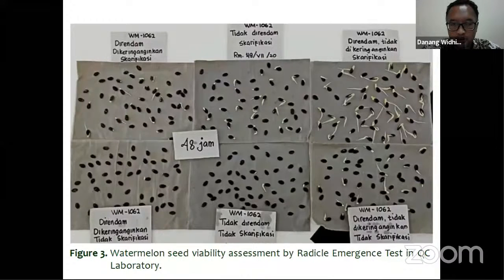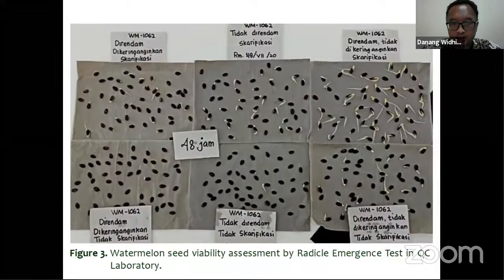melakukan uji perkecambahan radikula. Ada yang dengan skarifikasi, ada yang tidak diskarifikasi, dan kemudian dibandingkan hasilnya. Jadi untuk benih semangka ini memang ada beberapa benih yang kemudian bisa menghasilkan hard seed, kulitnya kemudian menjadi keras.